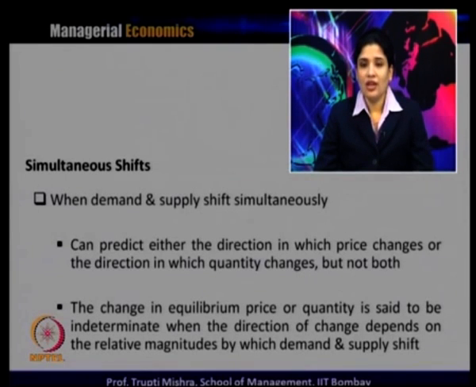The change in the equilibrium price or quantity is said to be indeterminate when the direction of change depends upon the relative magnitude by which demand and supply shift. So we cannot say that if demand increases and supply decreases, price has to be this or that, until the increase in demand or decrease in supply is uniform. Since the relative magnitude by which demand is decreasing or supply is increasing changes, the equilibrium price and equilibrium quantity become indeterminate.